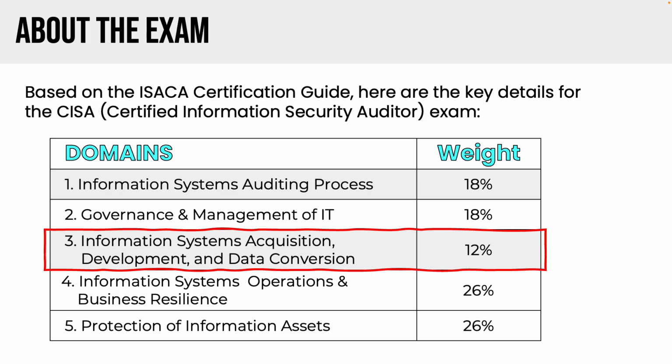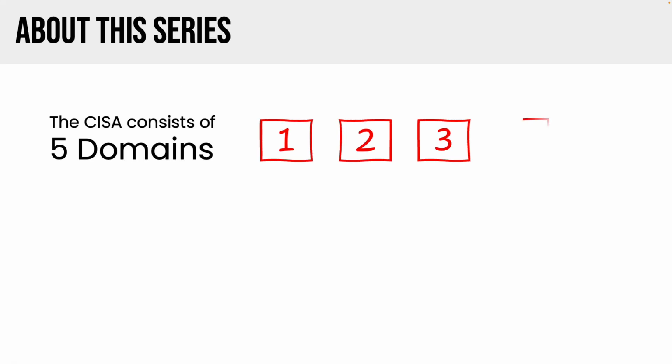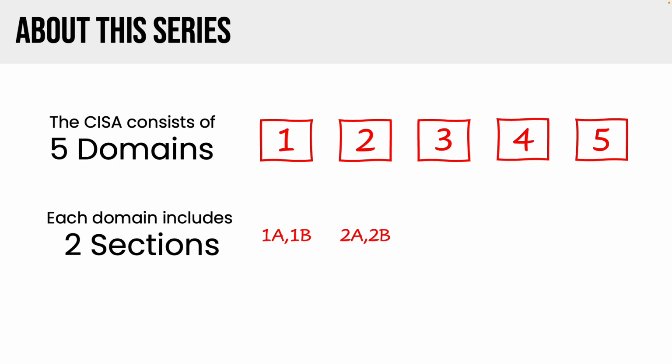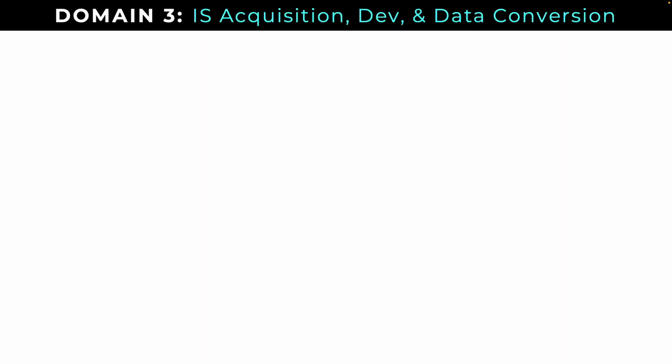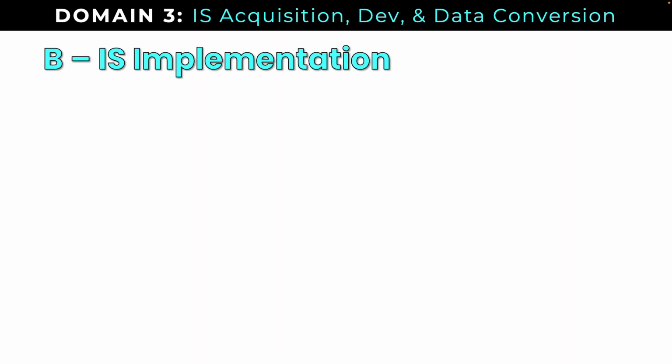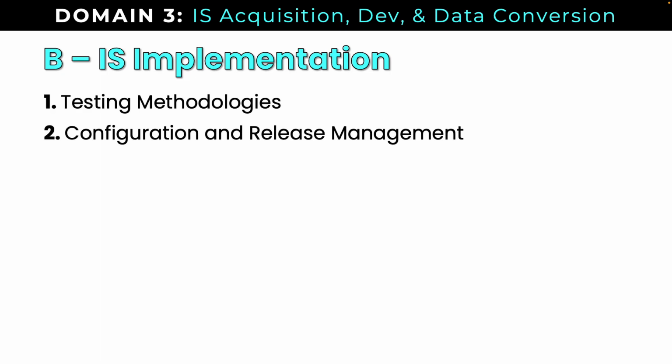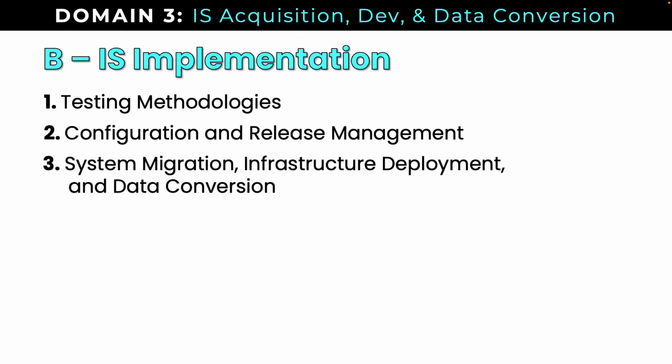And again, we see Domain 3 is a bit less than the others in terms of weight, but important foundational concepts when it comes to implementation and a lot of auditors' perspective in this session. So in our series of 5 domains covered in 10 parts, we are on installment number 6, 3B. If we look at our syllabus here for 3B, Information System Implementation, we see it's 4 parts: testing methodologies, configuration and release management, system migration, infrastructure deployment and data conversion, and we'll wrap up with post-implementation review.